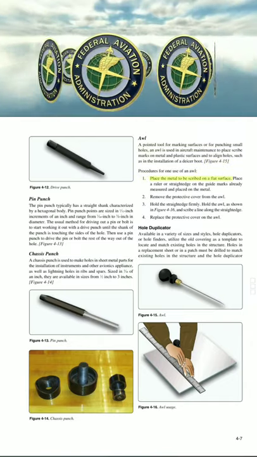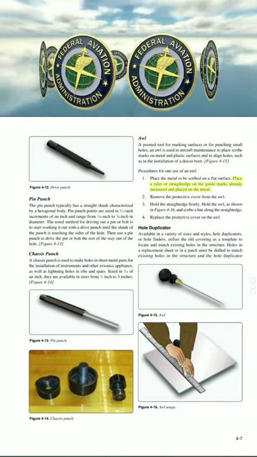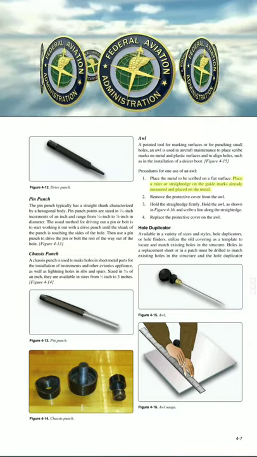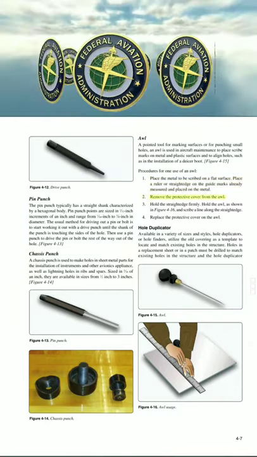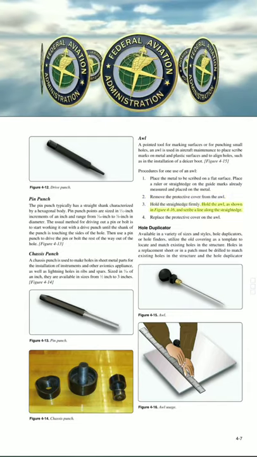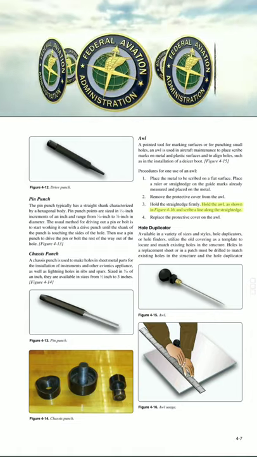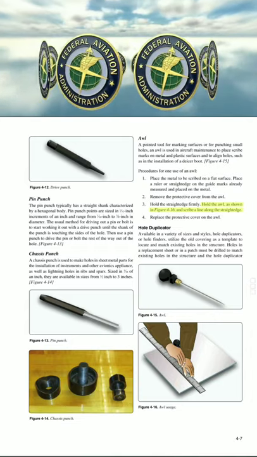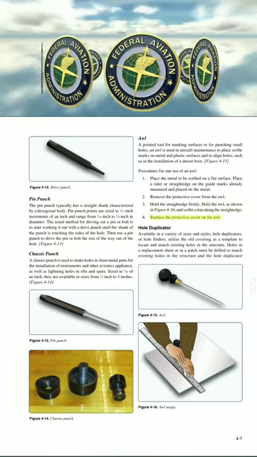1. Place the metal to be scribed on the flat surface. Place a ruler or straightedge on the guide marks already measured and placed on the metal. 2. Remove the protective cover from the awl. 3. Hold the straightedge firmly. Hold the awl, as shown in Figure 4-16, and scribe a line along the straightedge. 4. Replace the protective cover on the awl.